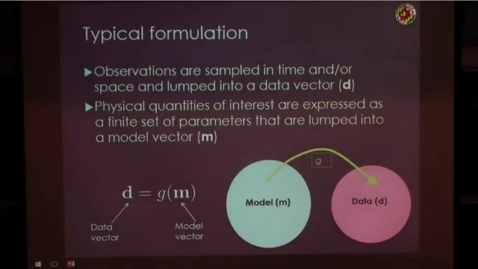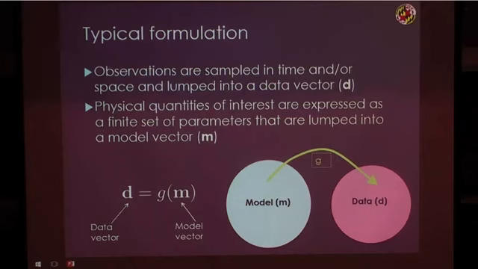So the way that we typically formulate inverse problems is that we have some observations, and these observations, whether we want them to or not, they're always sampled in time and or space. That's just the way things are. And we usually lump these samples of the data into a vector, which we call the data vector. So that's this vector right here. We usually call it D, and in the rest of this presentation I will call it D.